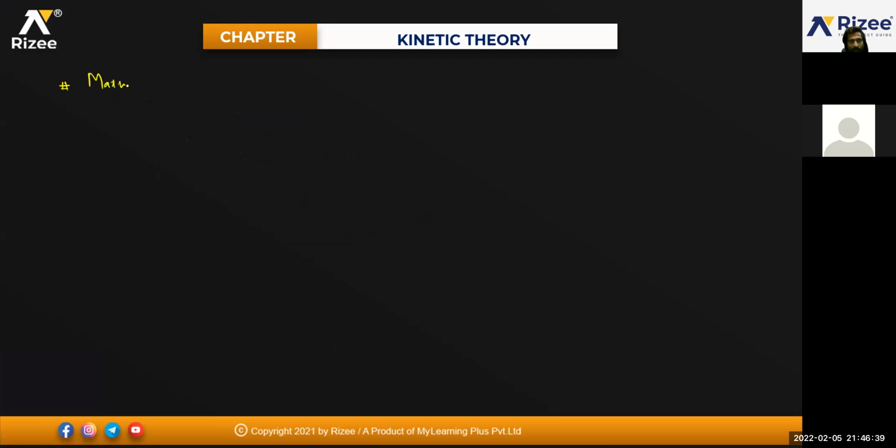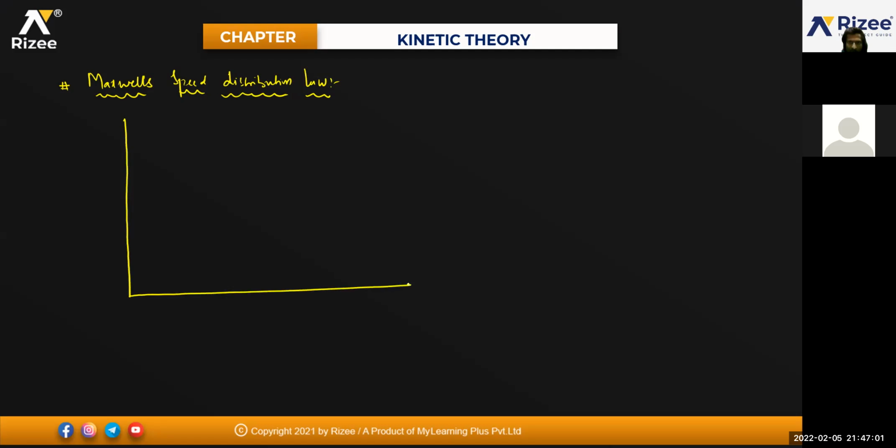Maxwell's speed distribution law. Actually, it has a very good concept, beta, but at this stage it is not required. Directly try to remember the graph. We get only questions based on the graph, so that part you try to remember. This one is along your x-axis and this one is along your y-axis.